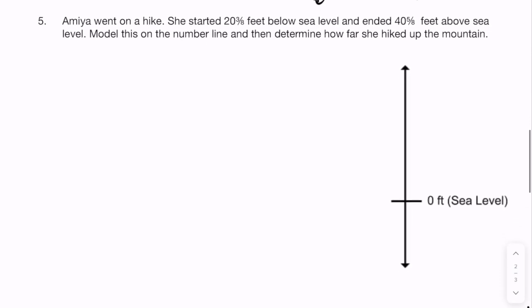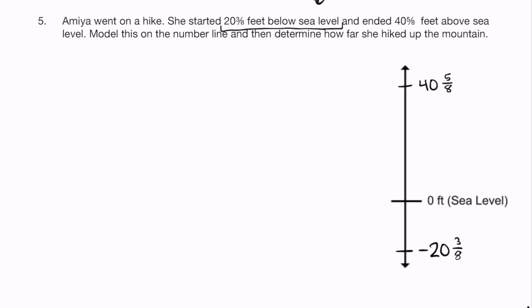Okay. Question 5, Amaya went on a hike. She started 20 3/8 feet below sea level and ended 40 5/8 feet above sea level. Model this on the number line and then determine how far she hiked up the mountain. So we're going to model where she started. If she started 20 3/8 feet below sea level, that means she's going to be at negative 20 3/8 because she's below sea level. And then she ended up here at 40 5/8 feet above sea level, so that's positive.